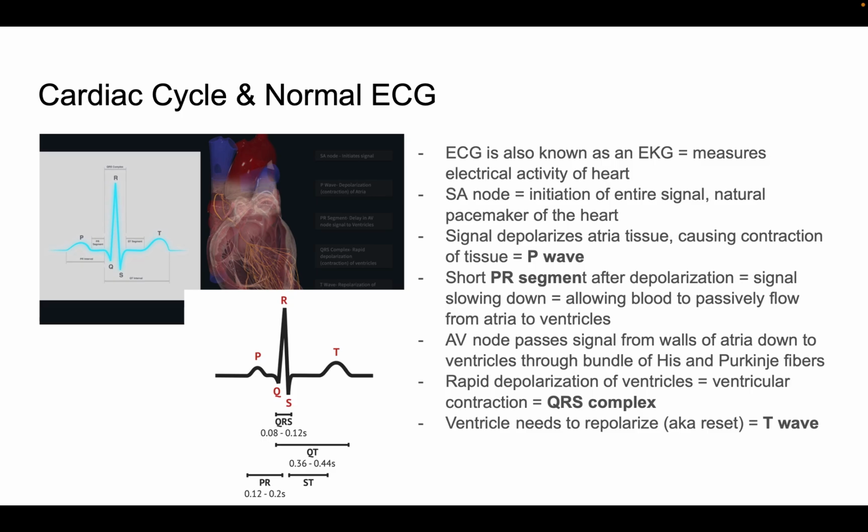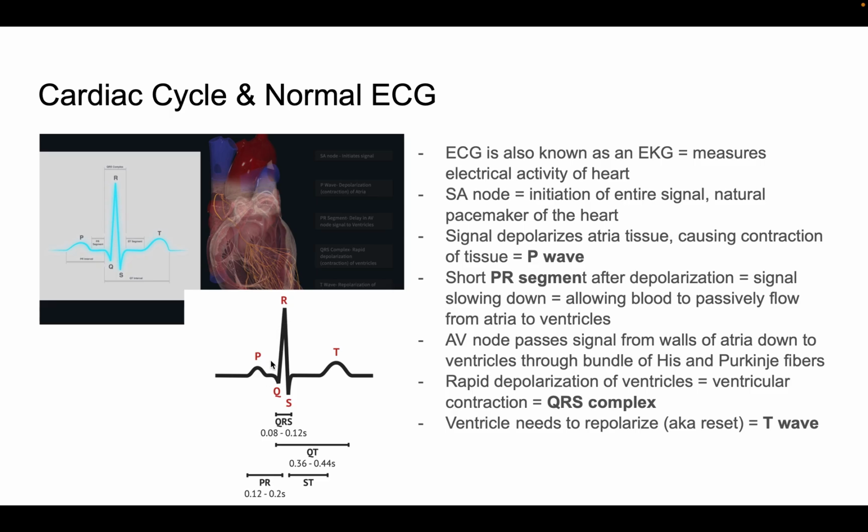which is seen as the P wave right here. And then the signal briefly slows down at the AV node, and this pause is called the PR segment. It basically gives time for the ventricles to fill with blood. The PR segment is seen right here.